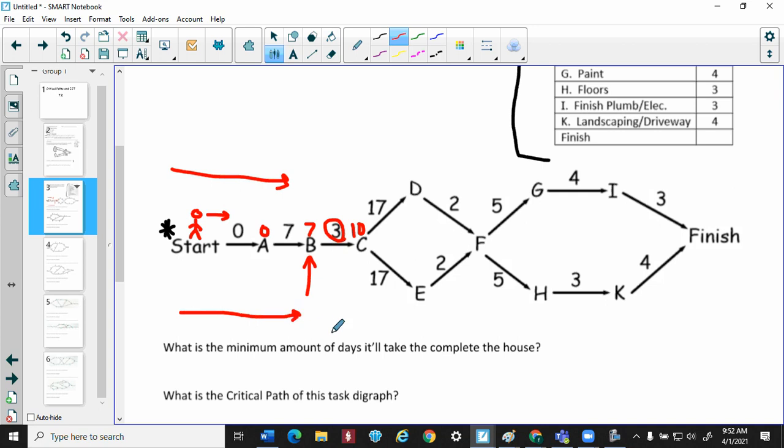Now, this is one of those concepts where I've got to explain it one or two times and it'll click. It may not click right then and there, but it will click, I promise.